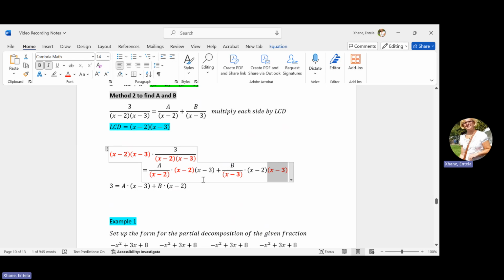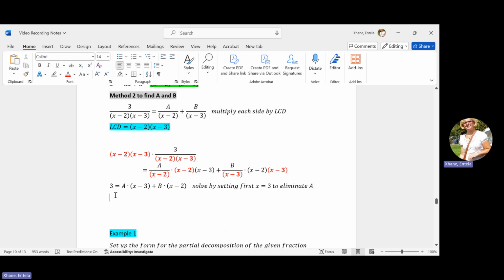So you multiply a and x minus 3. Second term, you eliminate x minus 3, which is bolded in red. The remainings are going to be b and x minus 2. So what will you do next? You solve by setting x, first, x equals to 3, to eliminate a.